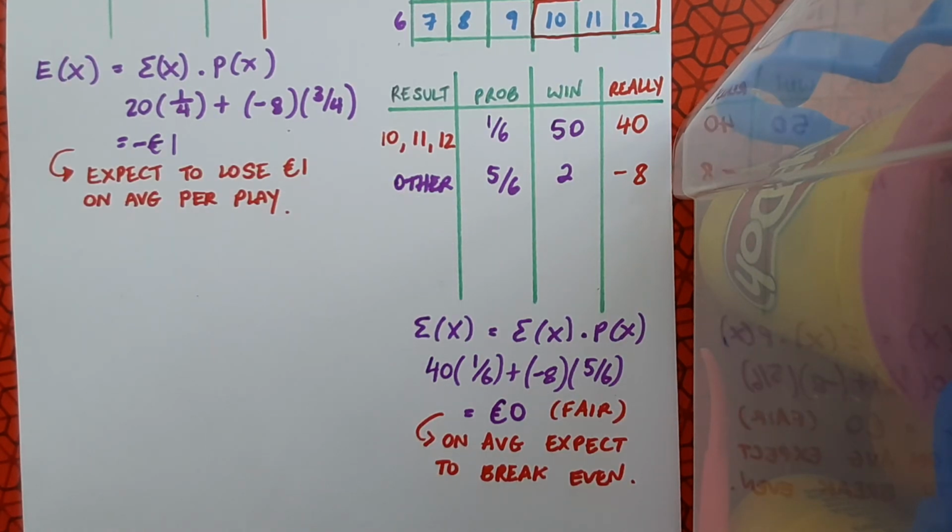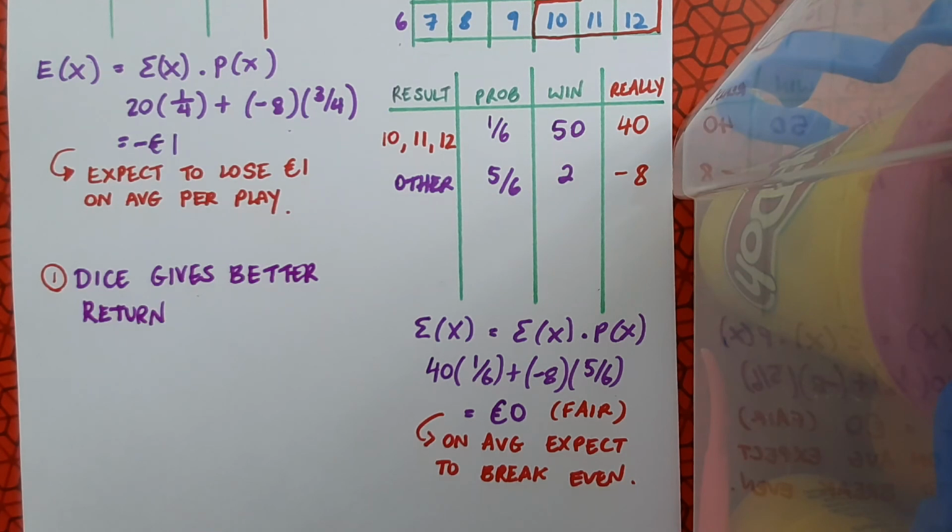So the question asks then, which game should I play to get the better expected return? Well, obviously it's going to be the one where I don't lose. I'm only breaking even. So the dice is the better choice in this case. And the difference then, which is the second thing they're asking us, between the expected returns is that in one case I'm expecting to lose and in one case I'm expecting to break even.